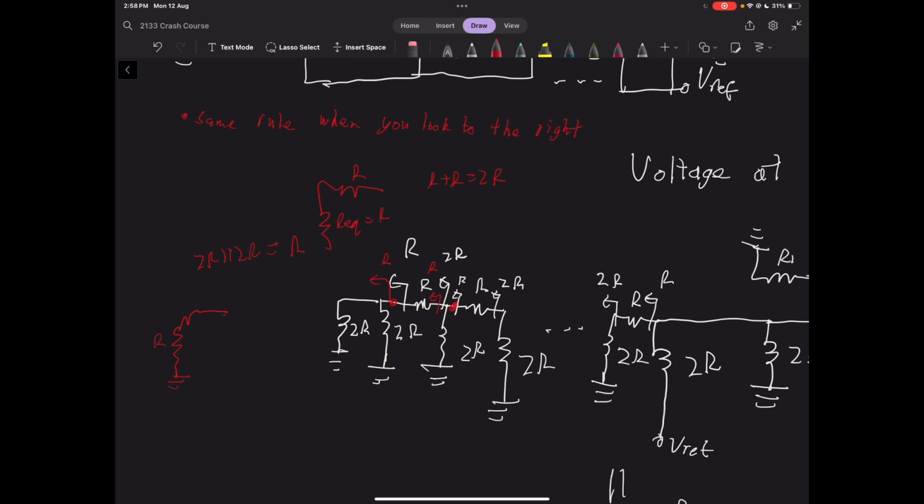From this point here, then we have a 2R resistance to ground, another R, and then 2R. And then again, if we look from this point here, there's an R resistor here as well. From here, this is 2R, and then this becomes R. And the same pattern repeats.